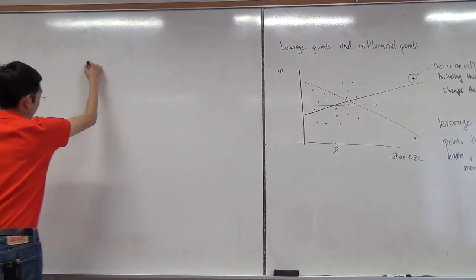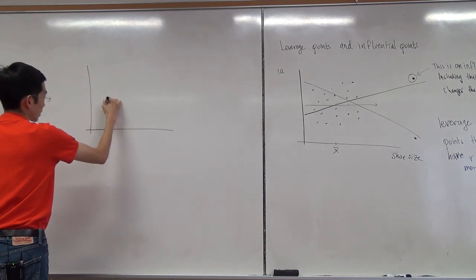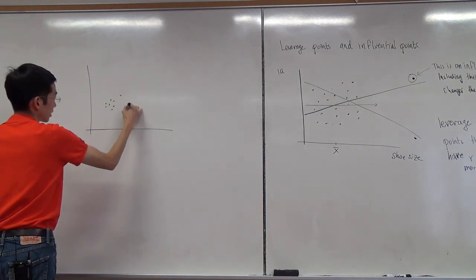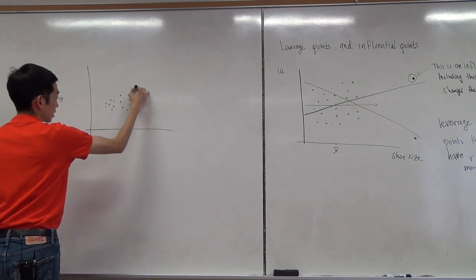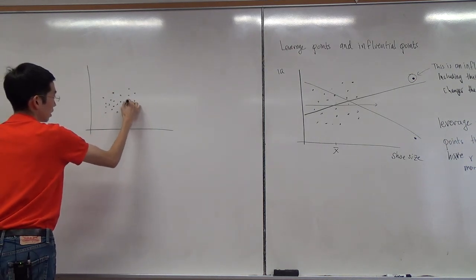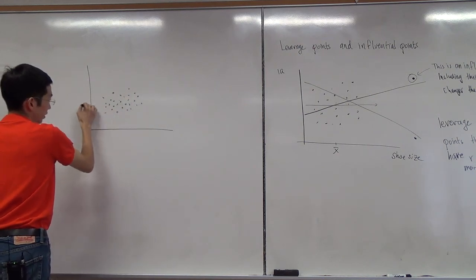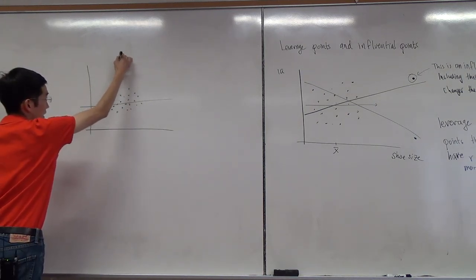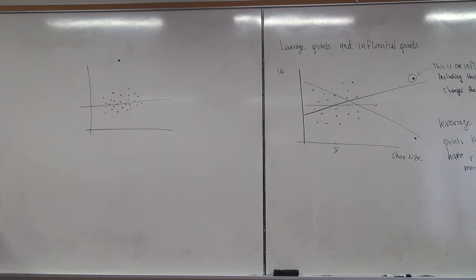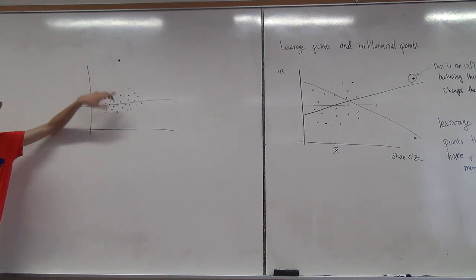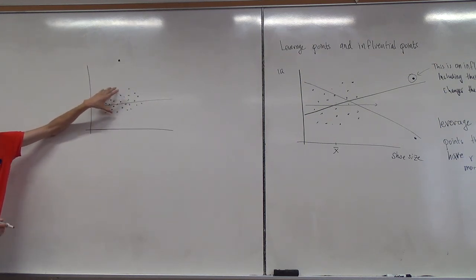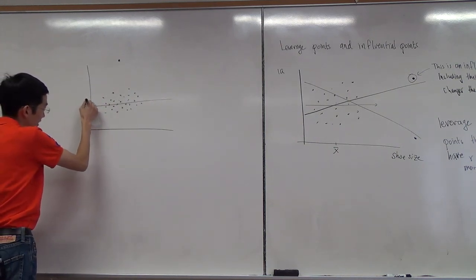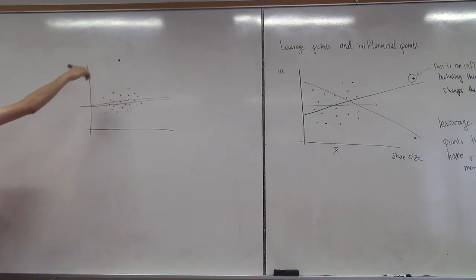On the other hand, if I have a whole bunch of points like this, and my overall regression looks something like that, and let's say I include an outlier way up here. This is significantly different from everybody else. But does this influence the regression analysis very much? No, it might pull up the line just a tiny bit. This would not be as influential.